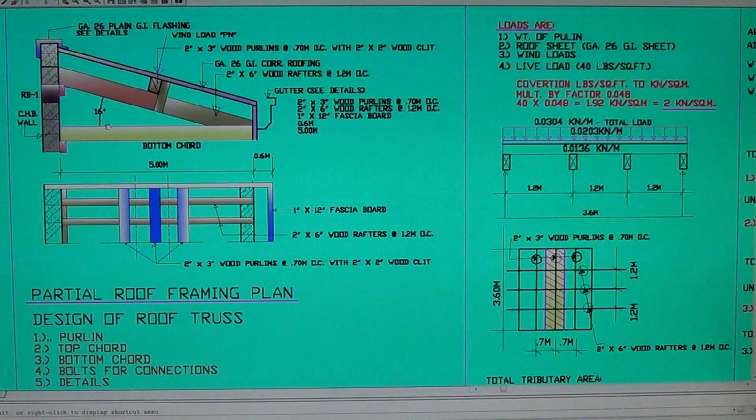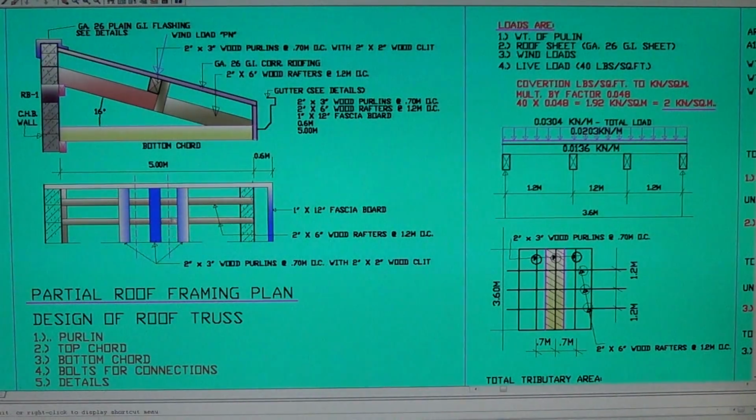This is the flashing, and this is the dimension of the clear span of the roof truss, which is 5 meters, and I show 3 purlins in here so I can illustrate the tributary area of one purlin. We're just gonna design one, and all of them are the same.